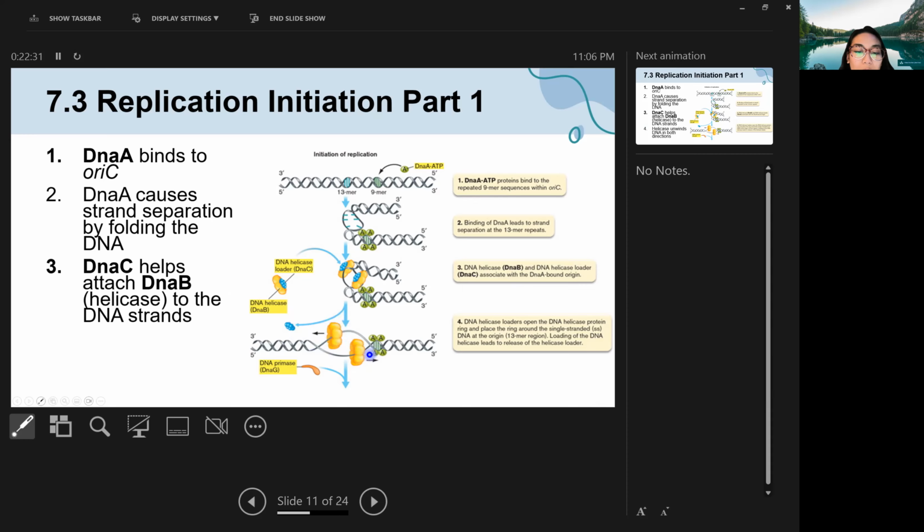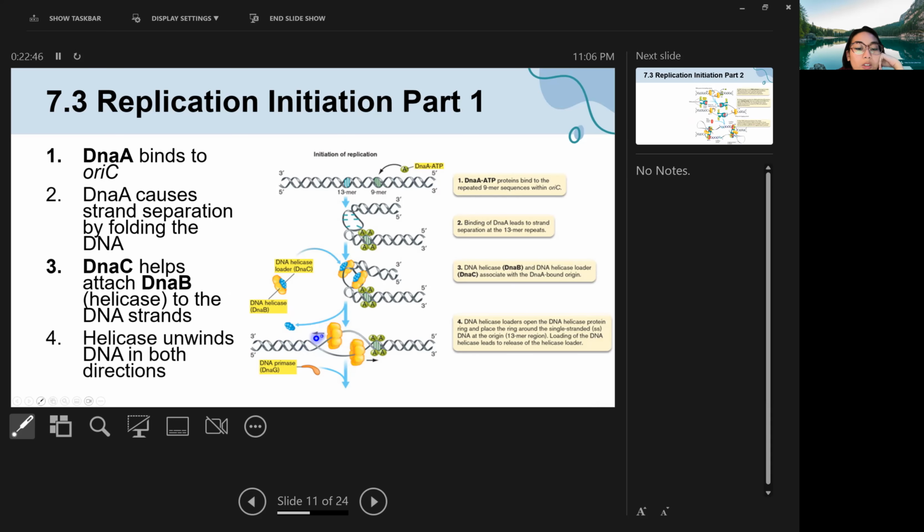So now we have 2 DNA helicase proteins attached. Why do we have 2? Again, remember DNA replication in bacteria happens in both directions. So we're going to have a helicase going in one side and a helicase going on the other side. Fantastic. Now the helicase can do its job and start unwinding the DNA. It'll go this way and it will go that way, unwinding the DNA.